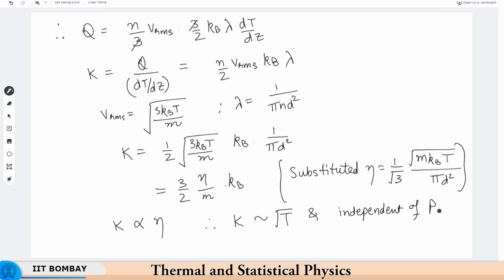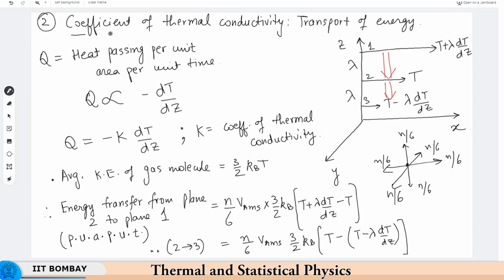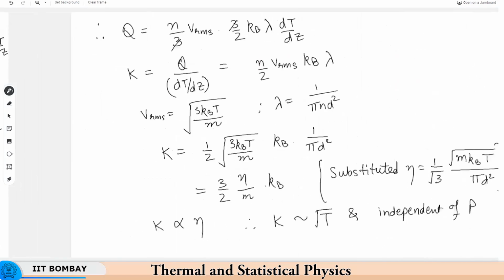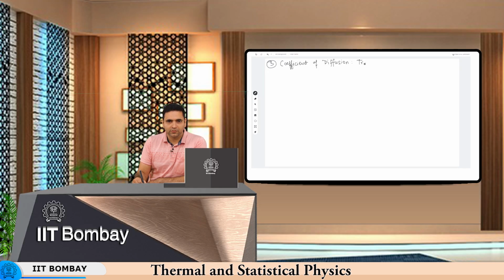All right. And the last thing that we will do is we will now break down the assumption that gas molecules are equally distributed in space. Okay. So, the third thing along similar lines is the coefficient of diffusion, which is due to the transport of matter, right.